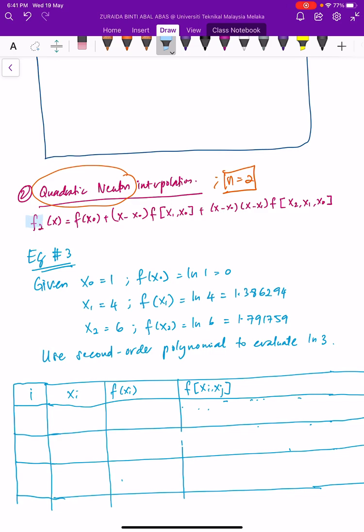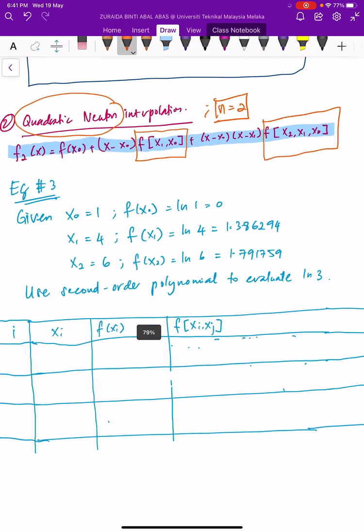This is the general formula for quadratic Newton interpolation, in which you need to find the value of the first divided differences and also the second divided differences. Because you have more divided differences to find, I suggest you do it in table form, so it will be easier for you. With that, I'll show you using example 3 here.